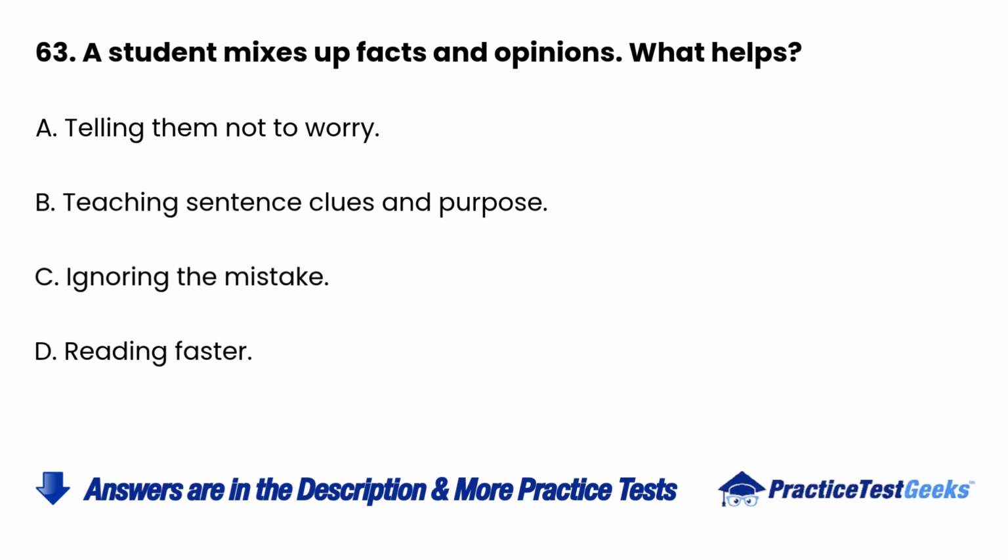63. A student mixes up facts and opinions. What helps? A. Telling them not to worry. B. Teaching sentence clues and purpose. C. Ignoring the mistake. D. Reading faster.